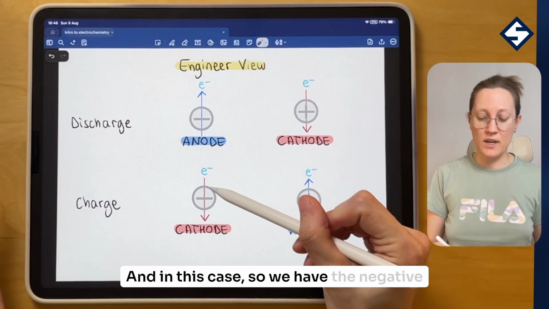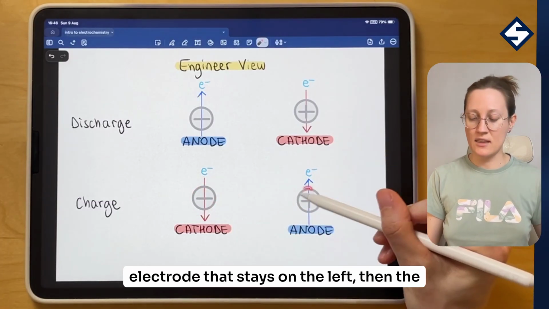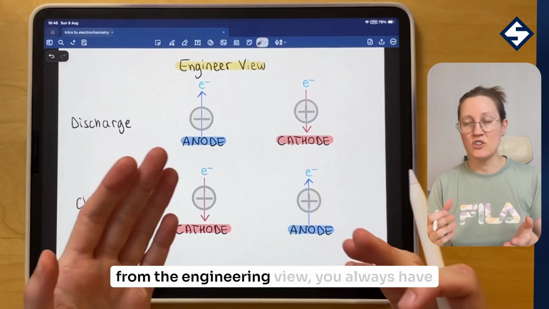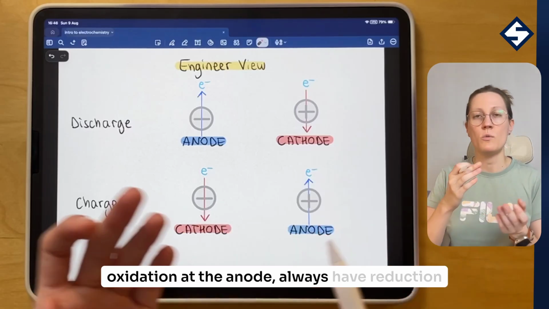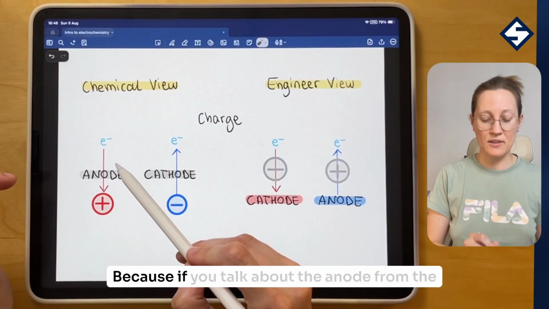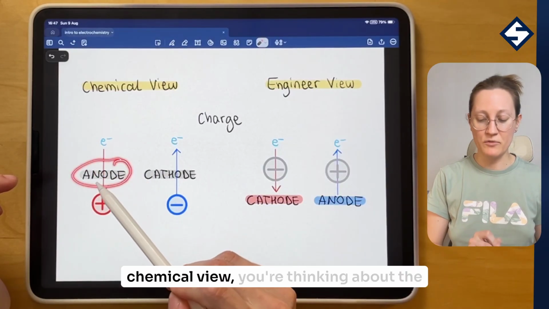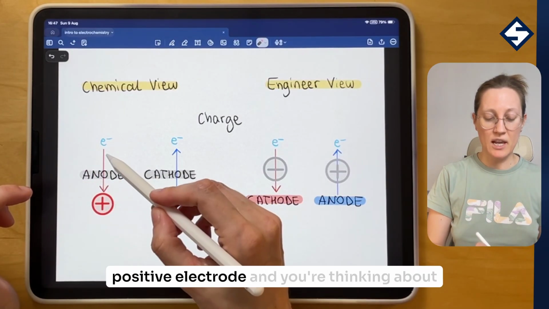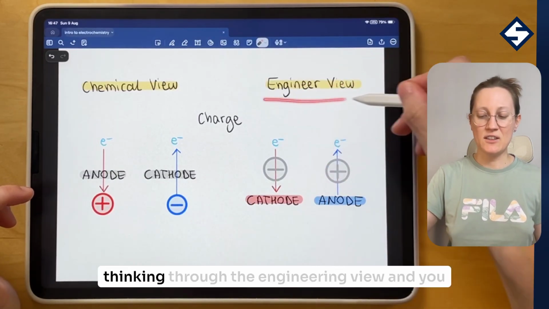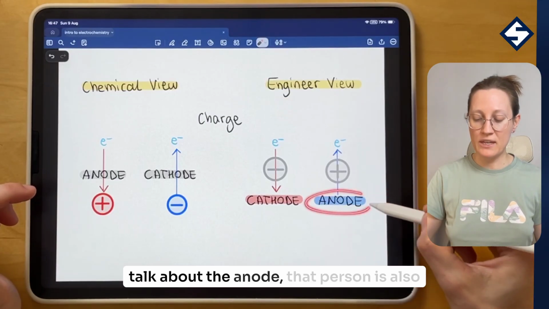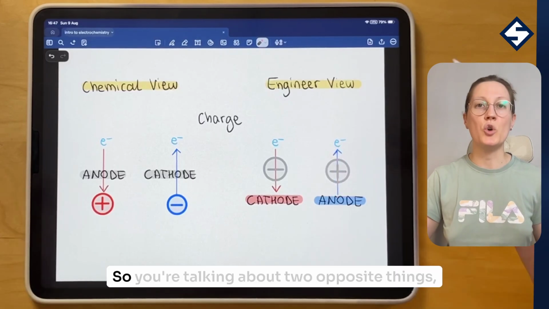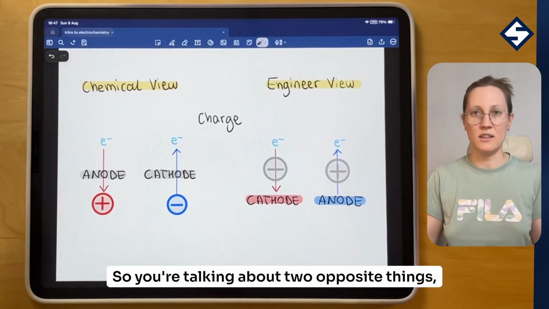And in this case, we have the negative electrode that stays on the left, the positive electrode that stays on the right. But the cathode and anode switched, because from the engineering view, you always have oxidation at the anode, always have reduction at the cathode. And you can see how this is very confusing, because if you talk about the anode from the chemical view, you're thinking about the positive electrode and you're thinking about the reduction. But if the person you're talking to is thinking through the engineering view and you talk about the anode, that person is going to think that you actually have an oxidation. So you're talking about two opposite things, literally.